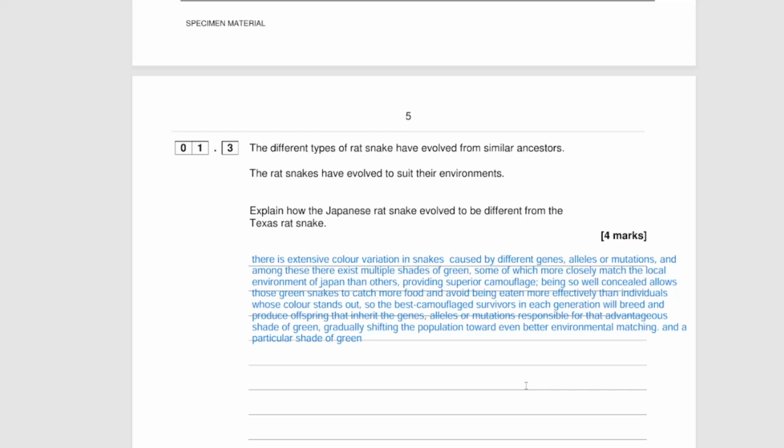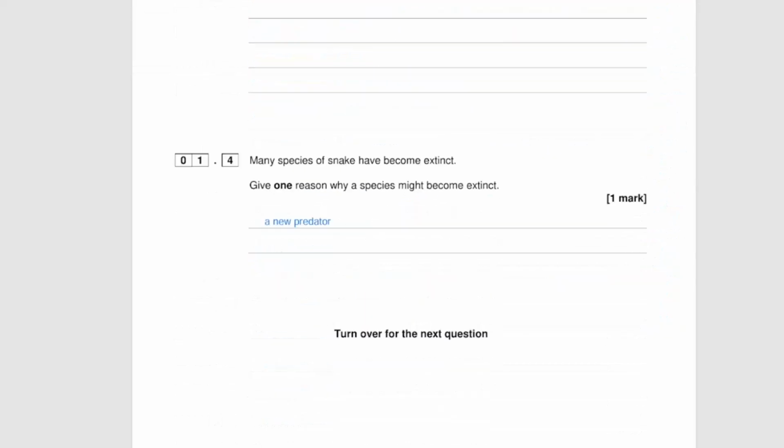Now this may seem like a complicated answer, but you're just applying the theories of natural selection to a particular colour of snake. And as time goes on, the snakes which most match the environment of Japan will survive more until the snake almost perfectly matches the shade of grass that is found in Japan, allowing them to be good predators. And 1.4, many species of snakes have become extinct. Give one reason why a species might become extinct, and this is due to a new predator.